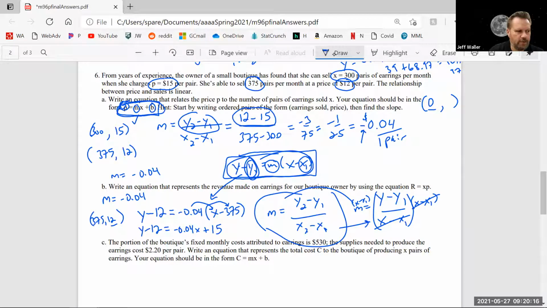And is that cool, everybody? Because the two negatives will cancel, yes? Is that all right? So it becomes plus 15. And then I just have to add 12, don't I? So I get y equals negative 0.04x plus 27.